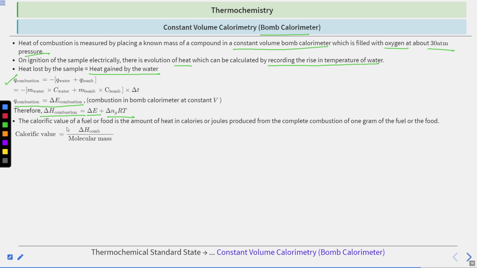The calorific value of a fuel or a food is the amount of heat in calories or joules produced from the complete combustion of 1 gram of the fuel or the food. So we can find out the calorific value by this formula: ΔH of combustion divided by the molecular mass of that particular fuel or food for which we are finding the calorific value. So we have studied the Bomb Calorimeter here.